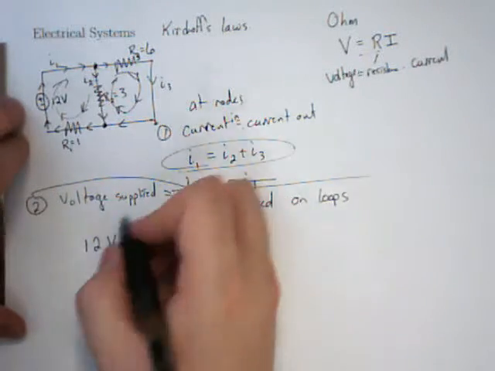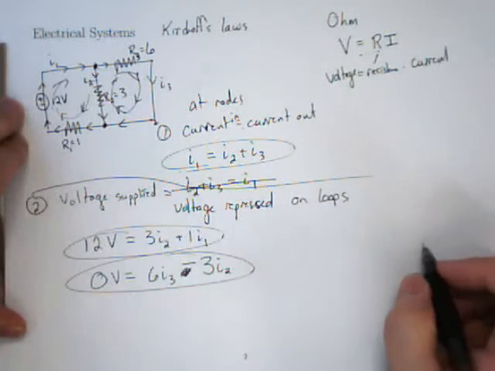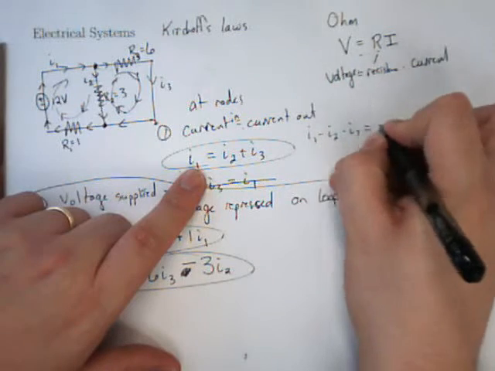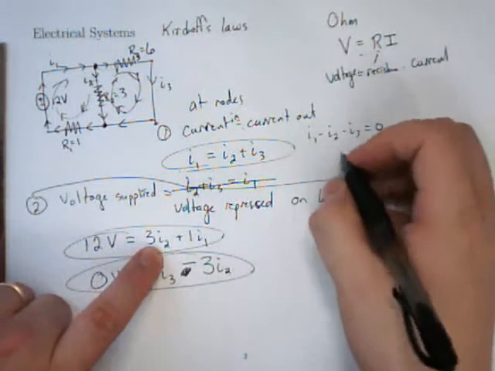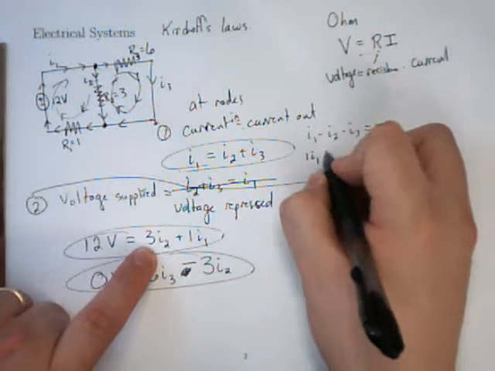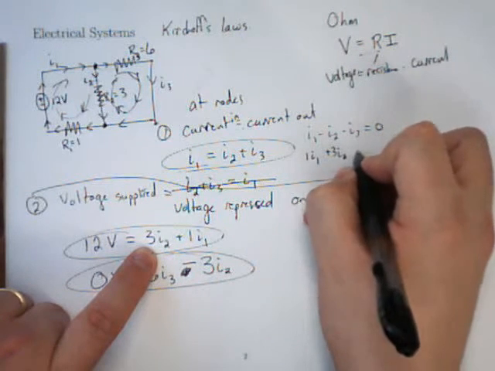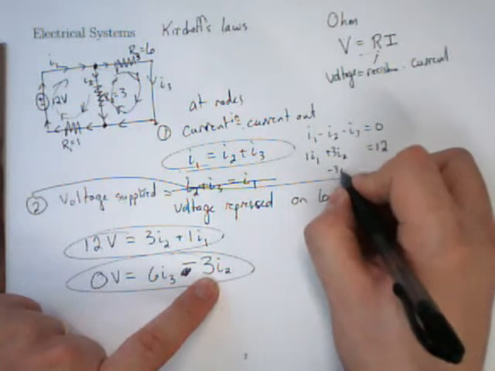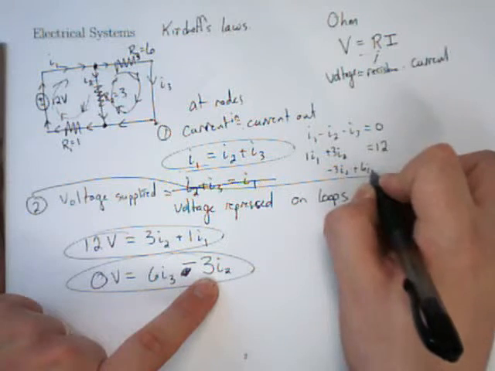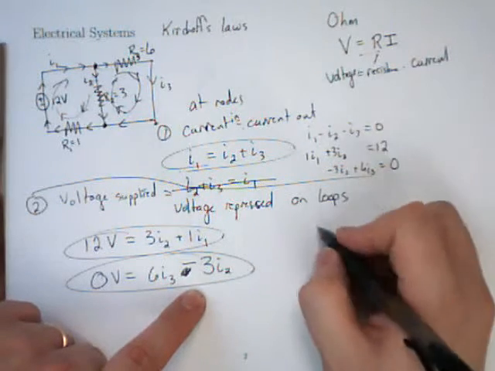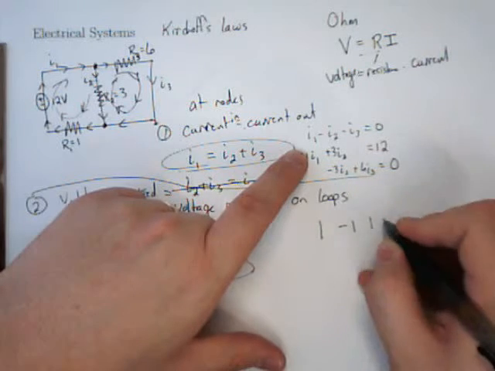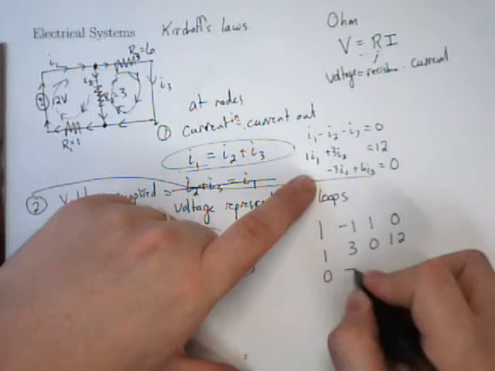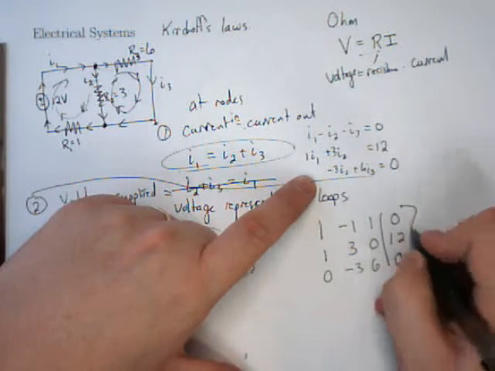I currently have 3 equations. Well, this first equation I could write as I1 minus I2 minus I3 is 0. The second equation I could write as 1 I1 plus 3 I2 equals 12. And this last one I can write as minus 3 I2 plus 6 I3 is 0. Well, that becomes a matrix. 1, minus 1, minus 1, 0. 1, 3, 0, 12. 0, minus 3, 6, 0.